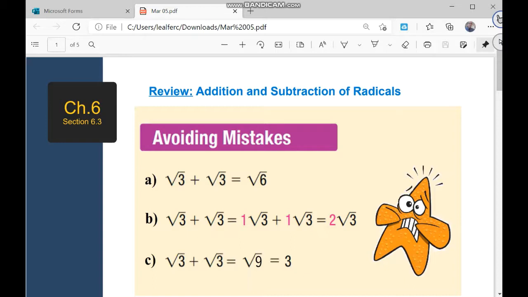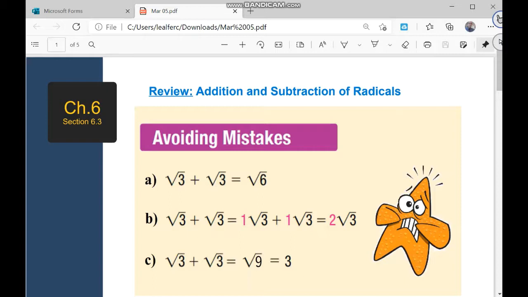Yesterday we were working on addition and subtraction of radicals, and I'm going to do something like that every day to check if you remember, if you were paying attention yesterday, or even if you were a bit distracted, or for some reason you missed the class. We can check again and have a quick review.